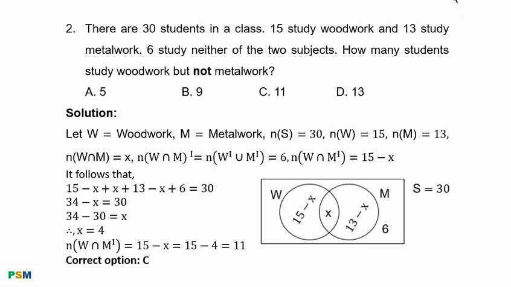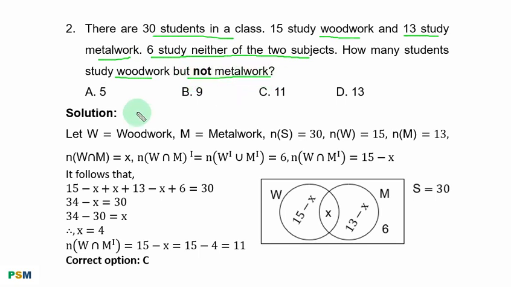Question 2. There are 30 students in a class. 15 study woodwork and 13 study metalwork. 6 students study neither of the 2 subjects. How many students study woodwork but not metalwork?